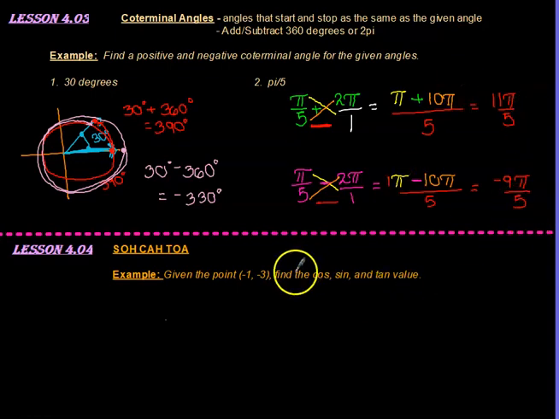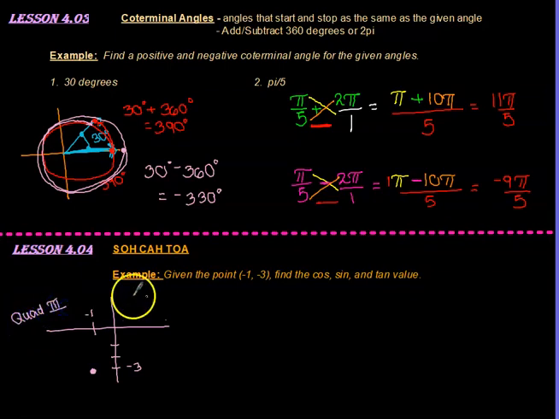All right, and now in 404, you'll note that you're given a point. So I just chose the point -1, -3. And I'm going to plot that point. -1, -3. So I'm in the third quadrant. Just note that. You're in quadrant 3.